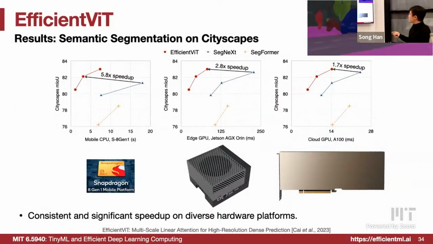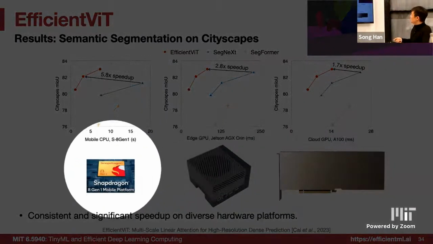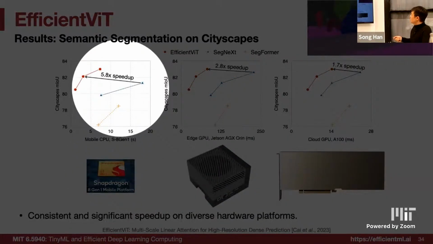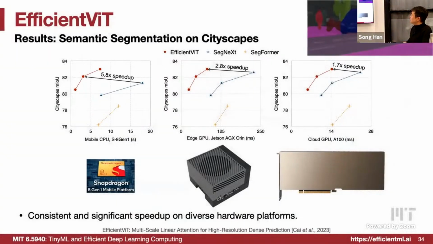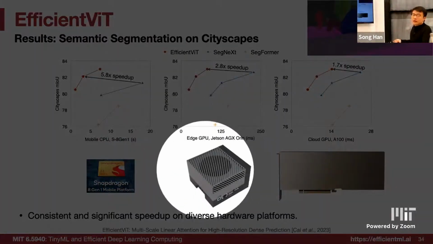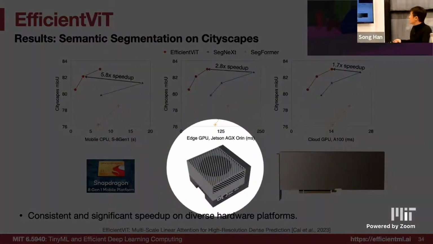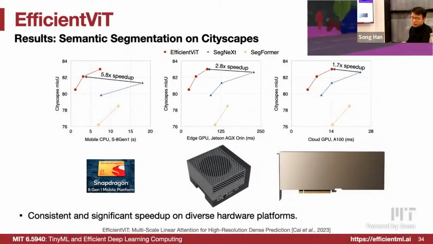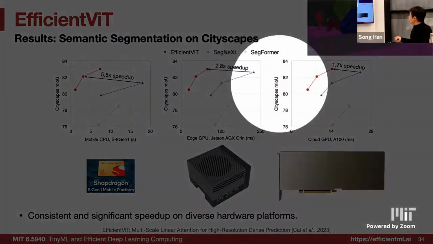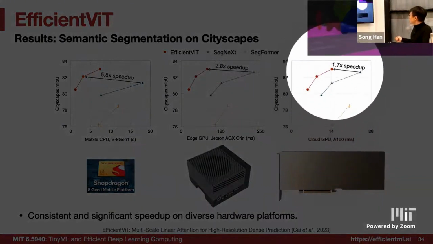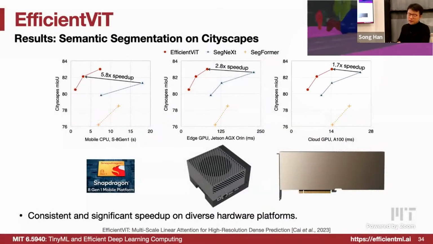And as a result, we can see the speedup right here. This is on a mobile chip, a Qualcomm Snapdragon. It achieved about 5.8 times speedup with even higher accuracy on segmentation tasks. In the middle is on the NVIDIA Jetson Orin for driving applications, where it achieved about 2.8 times speedup. On the right-hand side is the cloud GPU, A100, which achieved about 1.7x speedup with better accuracy.